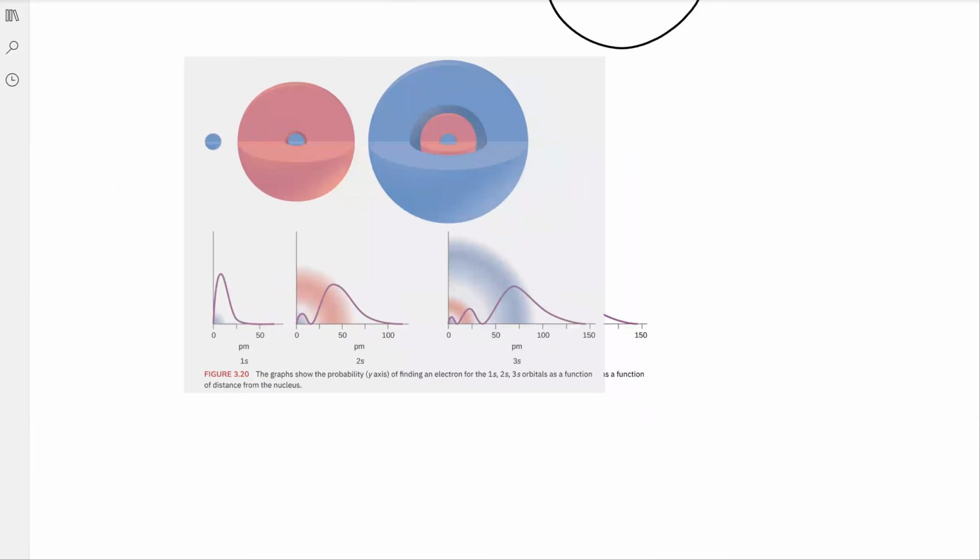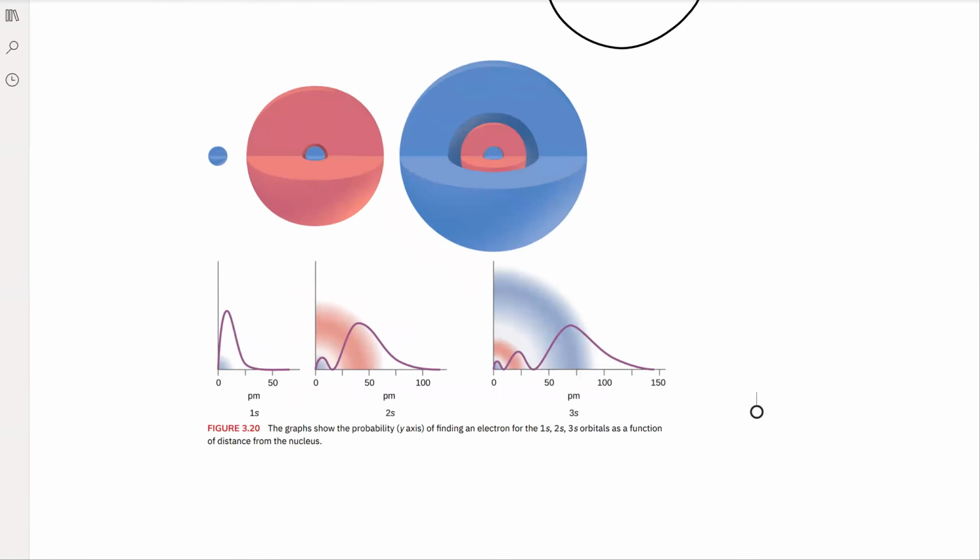And so here's just kind of a nicer picture of that. Here we have the 1s, 2s, and 3s orbital. Don't worry about the s part. We'll learn about that in a second. But we can see that the 1, 2, and the 3 represent the n number. So we can see as n increases, we grow bigger and bigger.